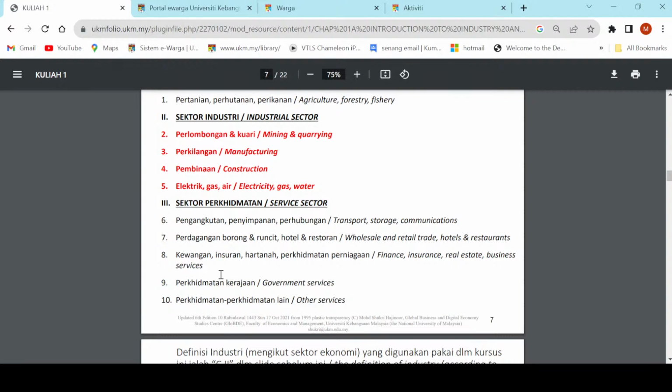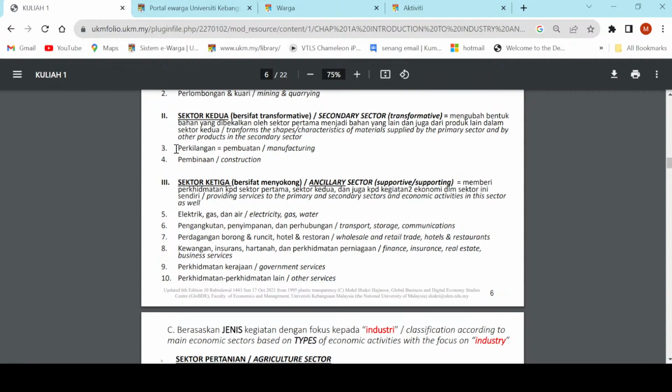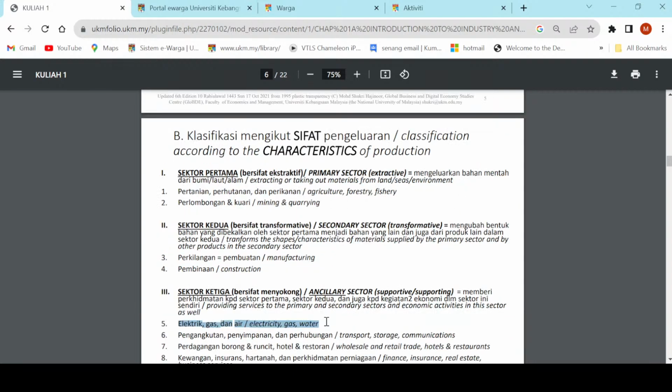So these are the industry, the red one. We stole one from the top, mining, and we stole one from the tertiary sector, which is electricity. Here we come here. So the modern day name for this is utilities.